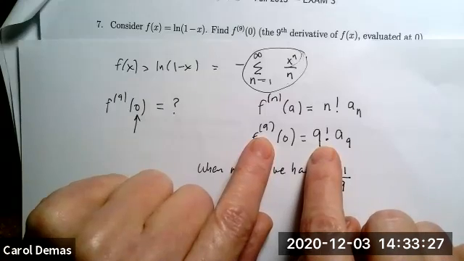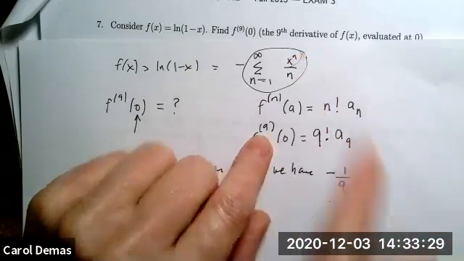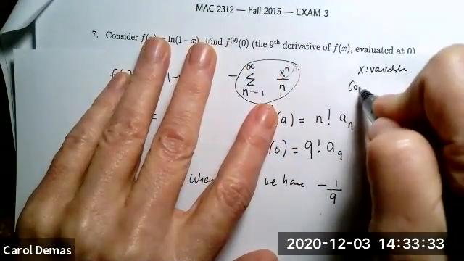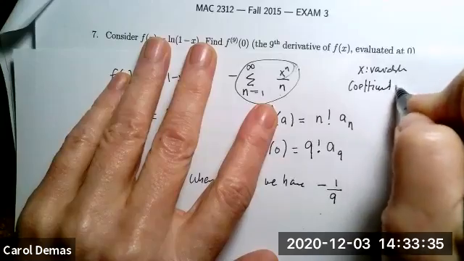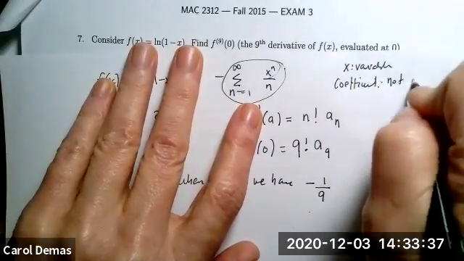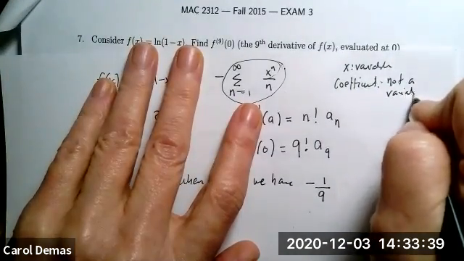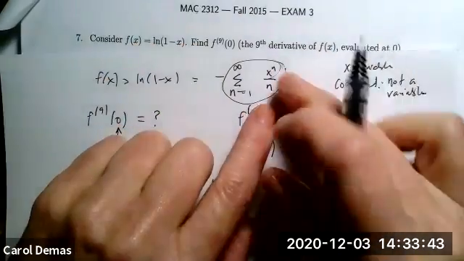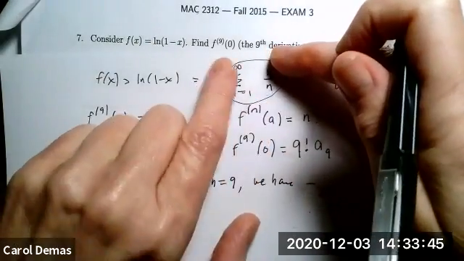Yeah, coefficient means it's not variable. X is a variable. And a coefficient is not a variable. Okay, is that clear? The coefficient does not include the variable part. So it's just going to be negative 1 over n.